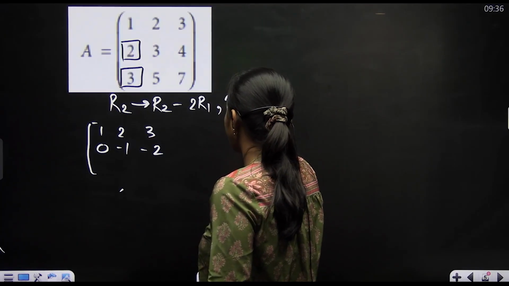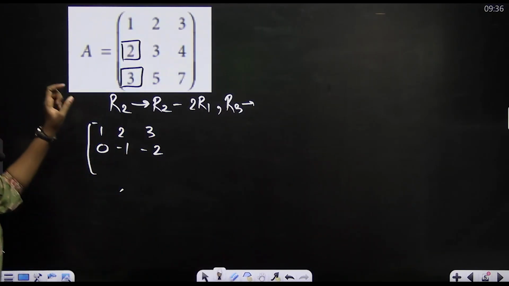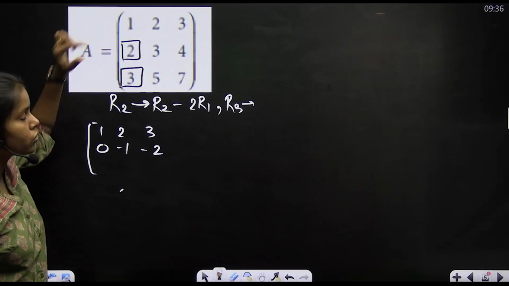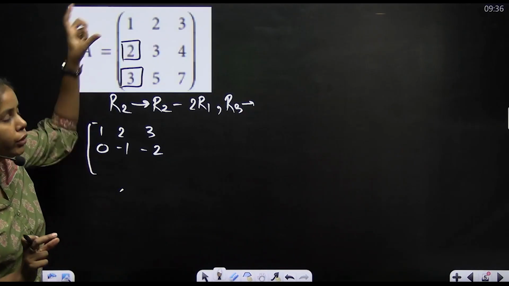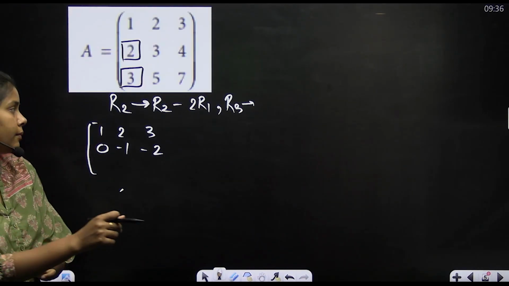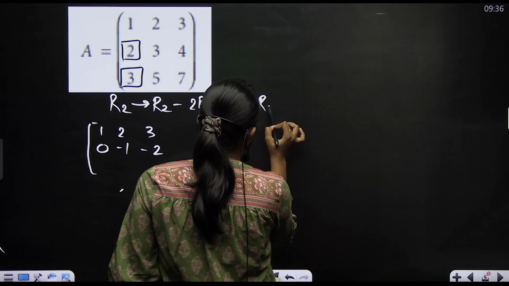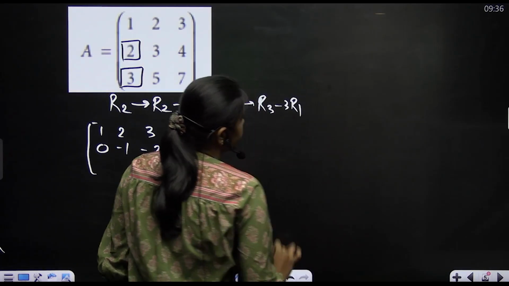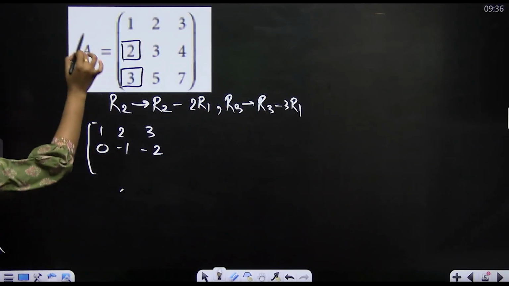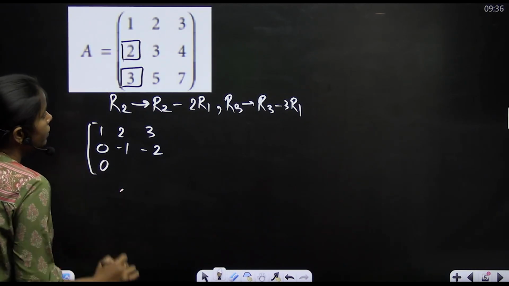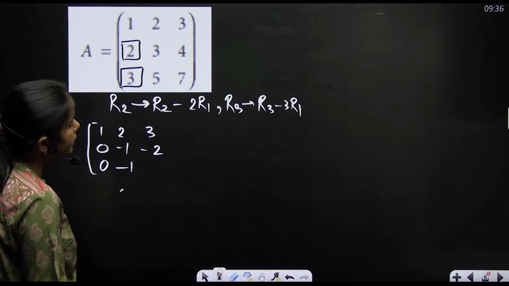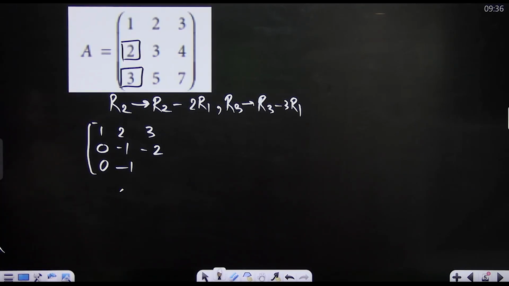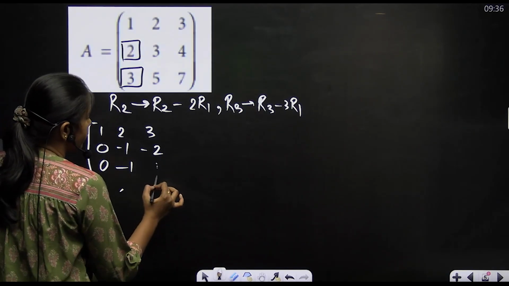What operation would I apply? For R3, make sure that you make these two values 0, just use row 1. For the first column, to make the entry 0 in the first column, you would use the first pivot entry. R3 tends to R3 minus 3R1. I'll apply the operation: R3 minus 3R1, 3 minus 3, that would be 0. 5 minus 3 into 2, that would be minus 1. And 7 minus 3 into 3, 3 threes are 9, 7 minus 9, that would give me minus 2.